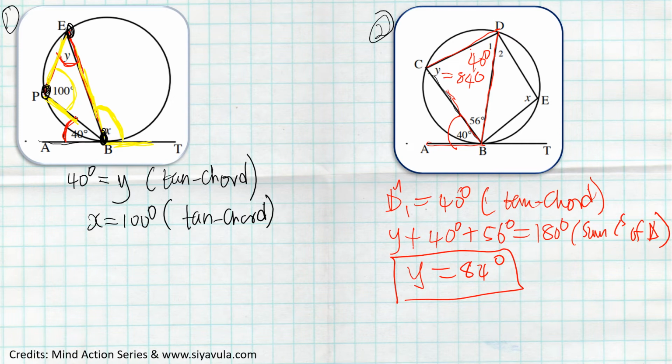Before we solve for x, I just want you to take note of the following. Someone might ask, why didn't you say x is 40 degrees? Right, there can be that misconception. Why didn't you say the angle between tangent and chord is equal to the angle subtended by the two other chords?